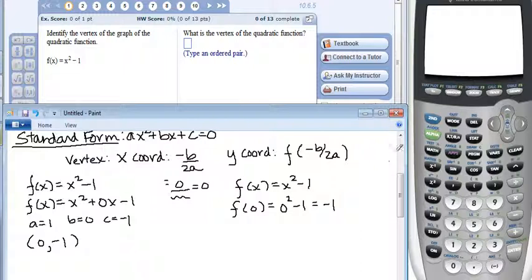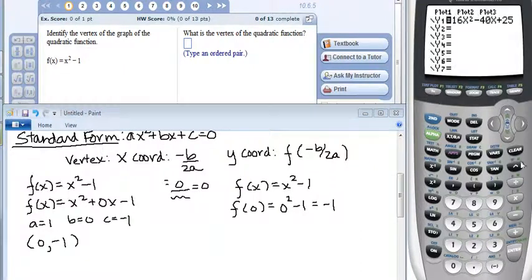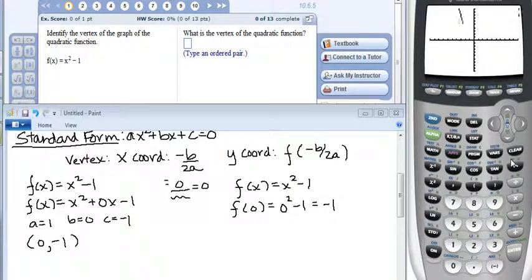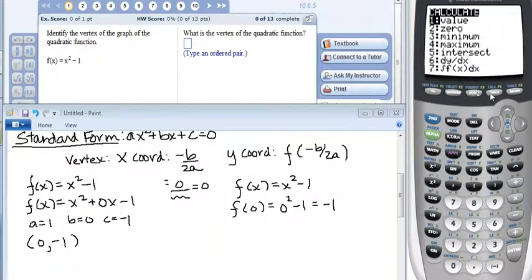Should we check that with the calculator? Yeah, I think we should. All right, x squared minus 1. Let's first of all take a look at the graph. Does that look like it's at 0, negative 1? Well, it sure does to me. Let's verify that. We're going to calculate it out.